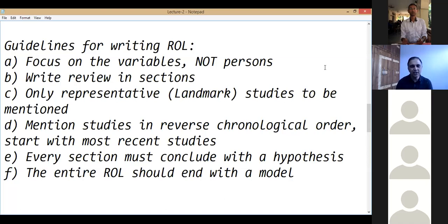The same is the case here, friends. Start with the variables. Then you need to write the review in sections. It means whenever you talk about two variables, there will be a separate section. In the section you will write, okay, these two variables have this relation. And then another question will come: how many studies should we mention? You should give only landmark studies, not every single study on the planet. Mind it, you will see certain representative studies. Now what are representative? We'll talk a little later, but just see, these are certain philosophical things.